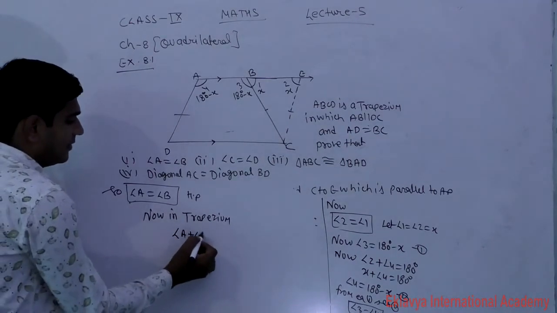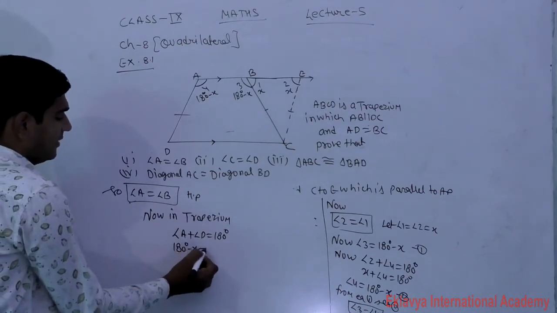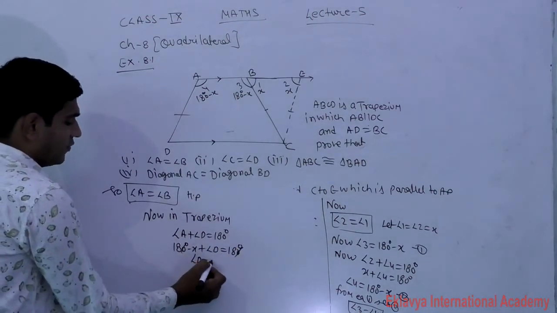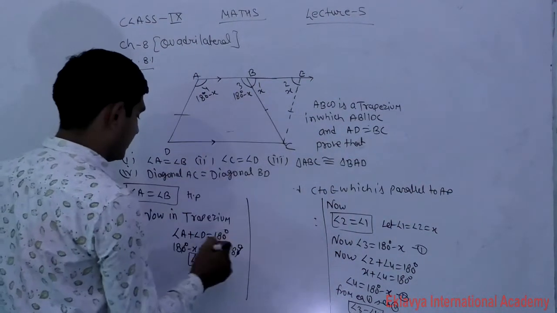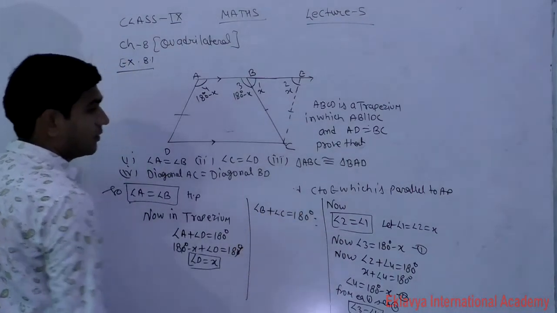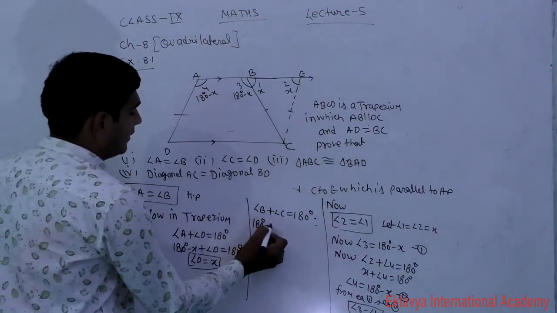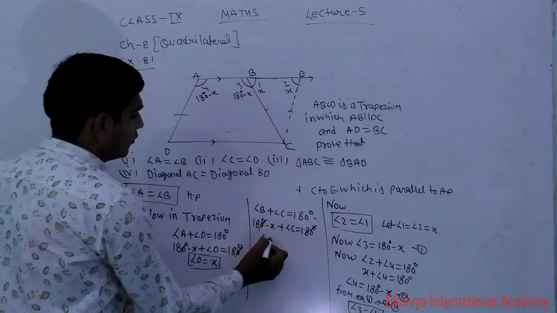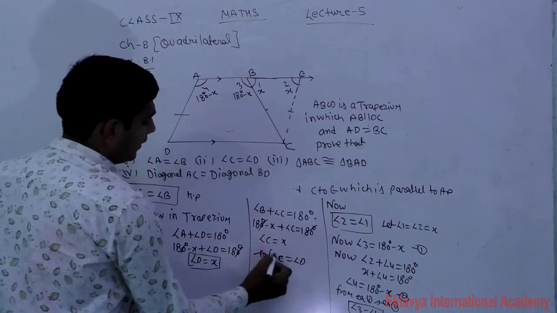Angle A plus D is equal to 180. What is the value of angle A? 180 minus x plus angle D is 180. 180 cancels. What is the value of angle D? Angle D value will come x. Next, angle B plus angle C is also 180. The sum of two co-interior angles is 180 degrees. 180 degrees minus x plus angle C is 180 degrees. So what is the value of angle C? X. So angle C is equal to angle D.